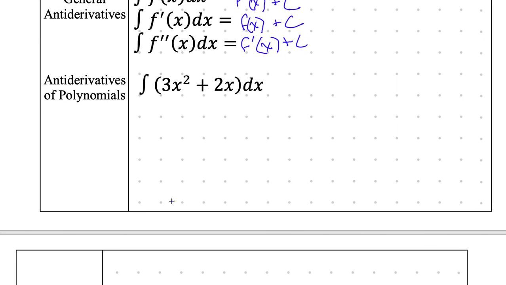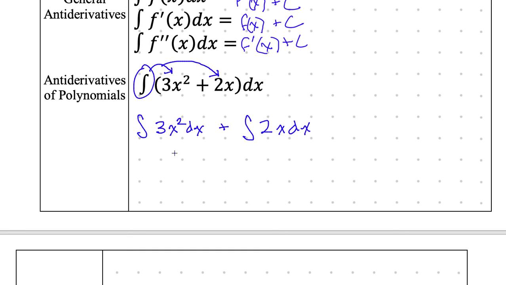Here we go. Antiderivatives of this polynomial. This is kind of like using the distributive property. You distribute this antiderivative into both of these functions. So I rewrite this thing as the antiderivative of 3x squared dx, plus the antiderivative of 2x dx. And then I take the antiderivative of them separately.